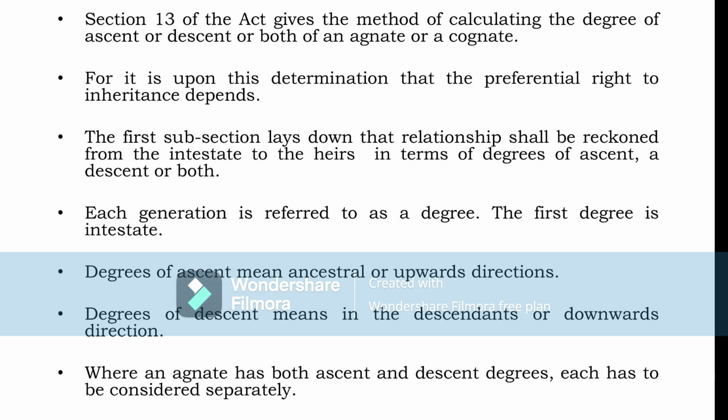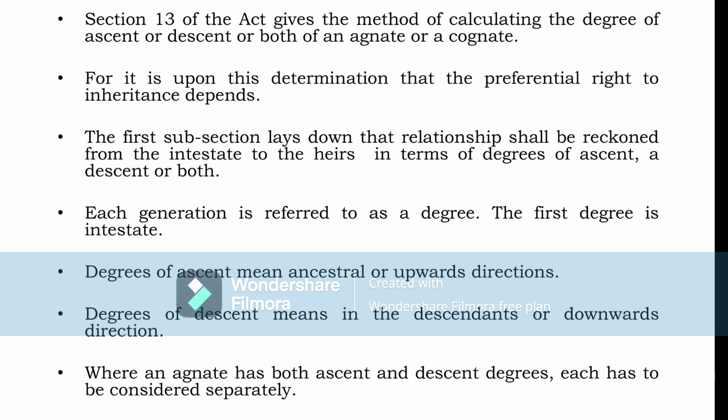If there are two heirs, to whom do you give the preference? By applying this calculation, you can choose who shall be preferred, who is entitled to take the property, who is the heir to whom the preference has to be given. So the preferential right to inheritance depends on this calculation.